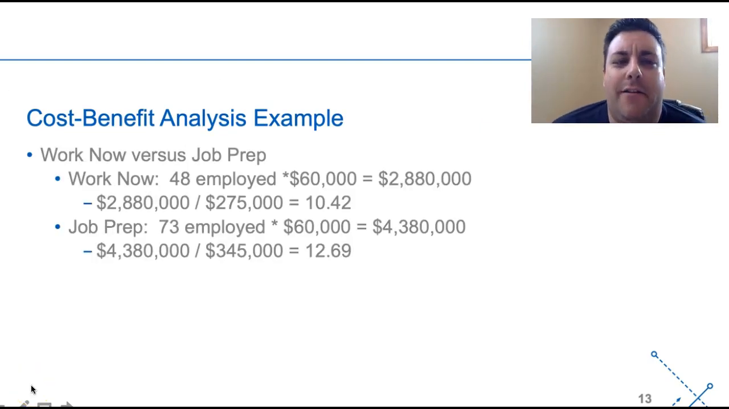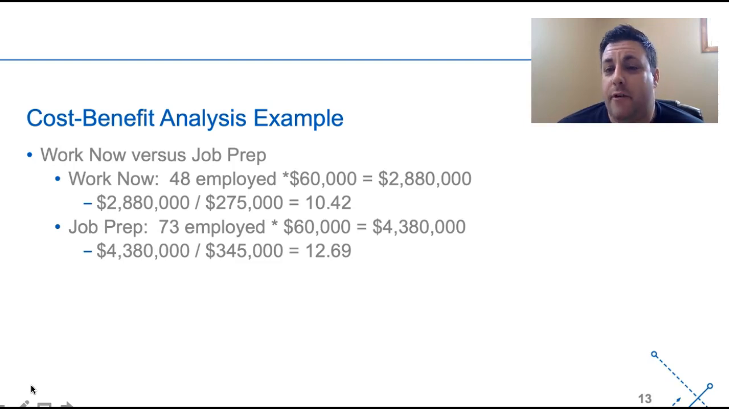Okay, so let's go back to the work versus job prep example and perform the cost-benefit analysis here. So the interesting part about this article was that there was $60,000 in benefit for each program, and that was calculated by the contributions that the employees were making to their respective employers. It was based on their salary. It was based on some other loose calculations about benefit to the economy and things like that.